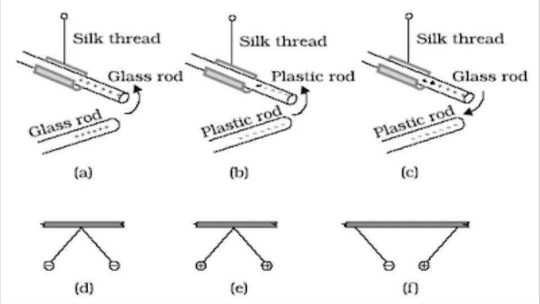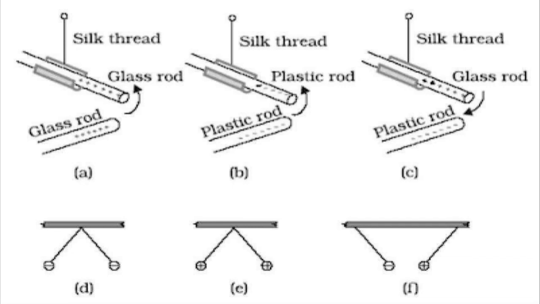Similarly, in figure E, pith balls are brought into contact with the glass rod, which is positively charged. By making contact between the pith balls and the glass rod, the pith balls get positively charged and they are repelled from each other.